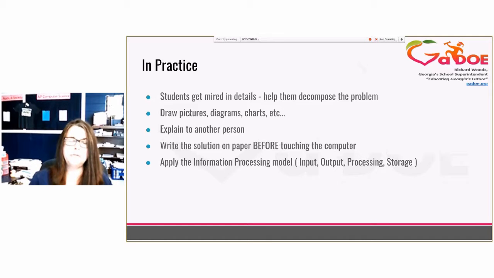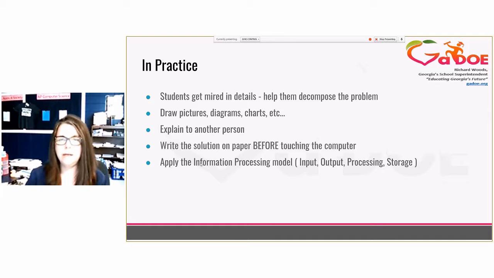Encourage them to draw it out, make pictures, diagrams, etc. Use flowcharts, use pseudocode. I require my Java AP students to do everything on paper before they touch the computer. Explain what you're being asked to do. Always talk to somebody. We're going to get into that in the next episode when we talk about debugging. But if you're reading something and don't quite get it, when you try to explain it to another person, a lot of times it'll help you understand.